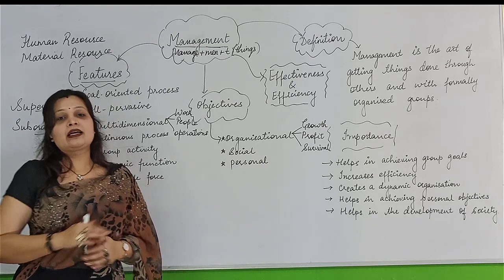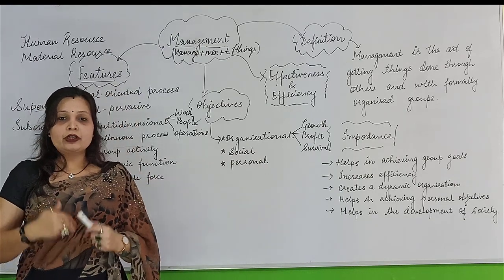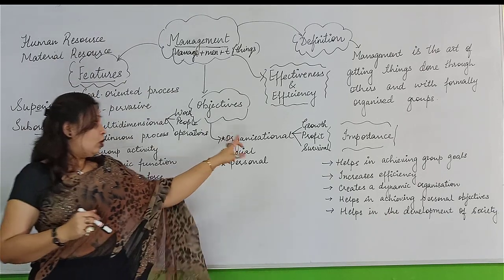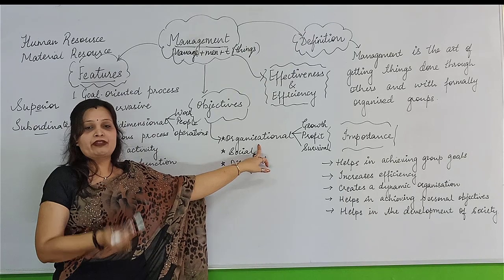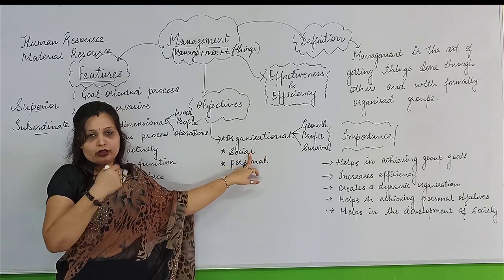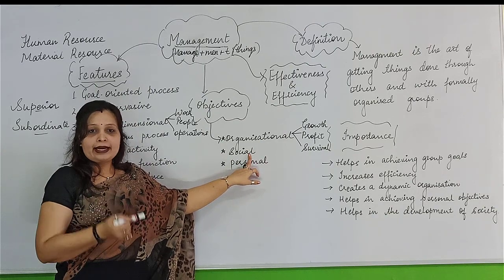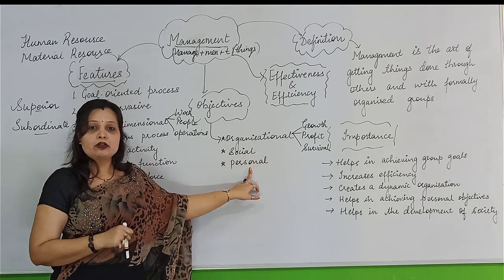Personal objectives here means our objectives as a person. Now when I am working in an organization, organizational objectives should be fulfilled by me because I should be faithful to my organization in which I am working. For the environment, for the society also I need to work. And the third is personal. I need to also fulfill my personal objectives.